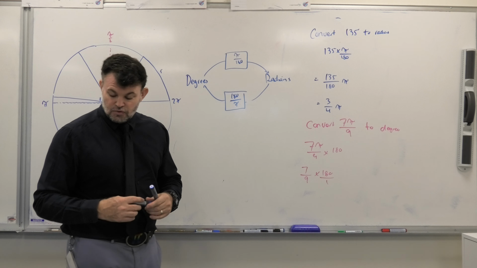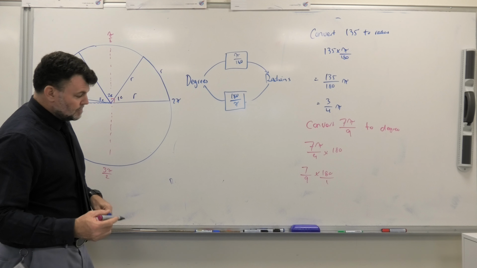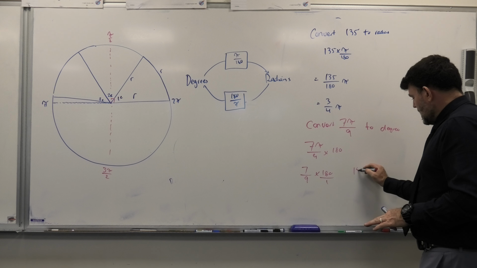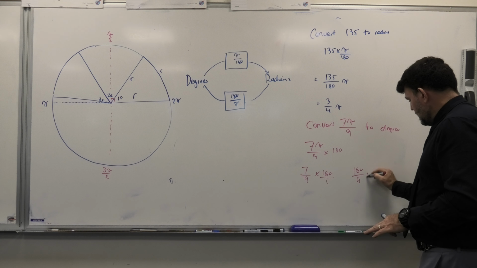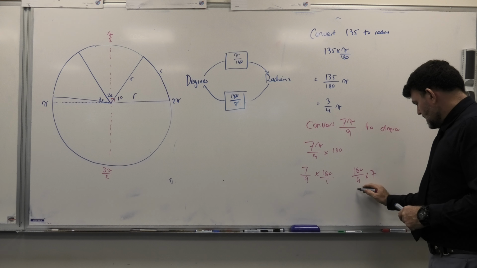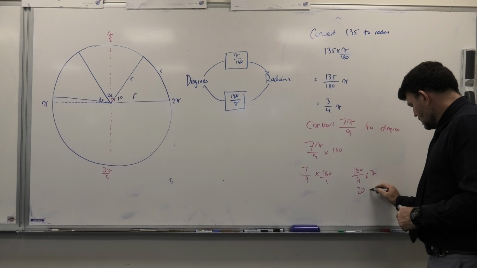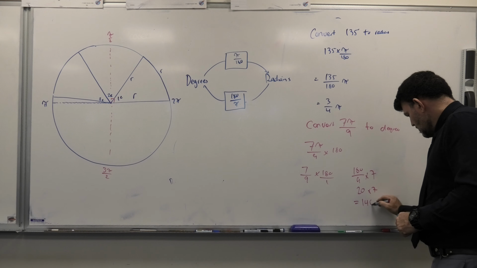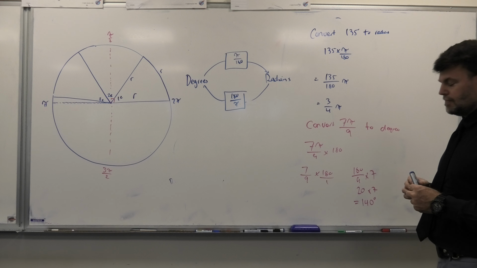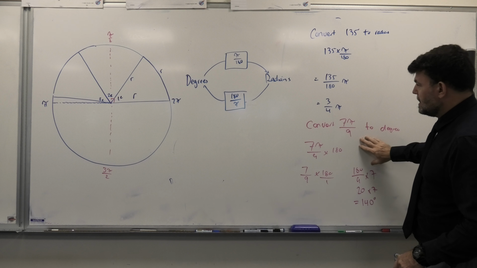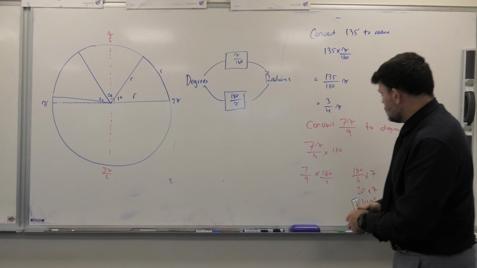And then we continue this through, and if we look at this here, we would get 180 over 9 times 7. That gives me 20 times 7, which is 140 degrees. So if I'm converting from radians into degrees, I can use this calculation.